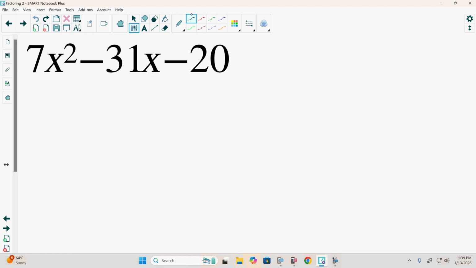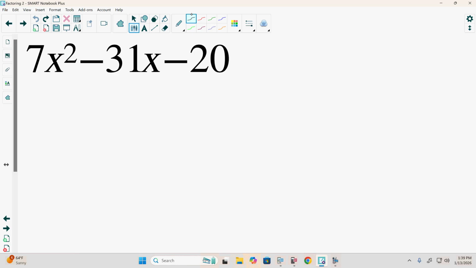Now, we look at the first one here. We're looking at 7x squared minus 31x minus 20. Now, the first thing we're going to want to look for is to see if there is a greatest common factor, if there's something in common with all three terms. So we have x squared, x. We don't have a variable in all three, so the variable is not in common.